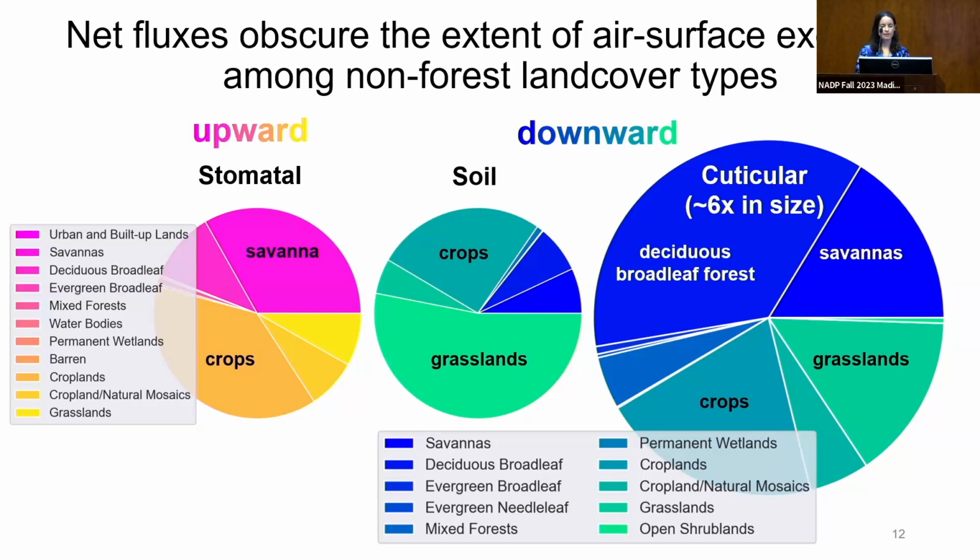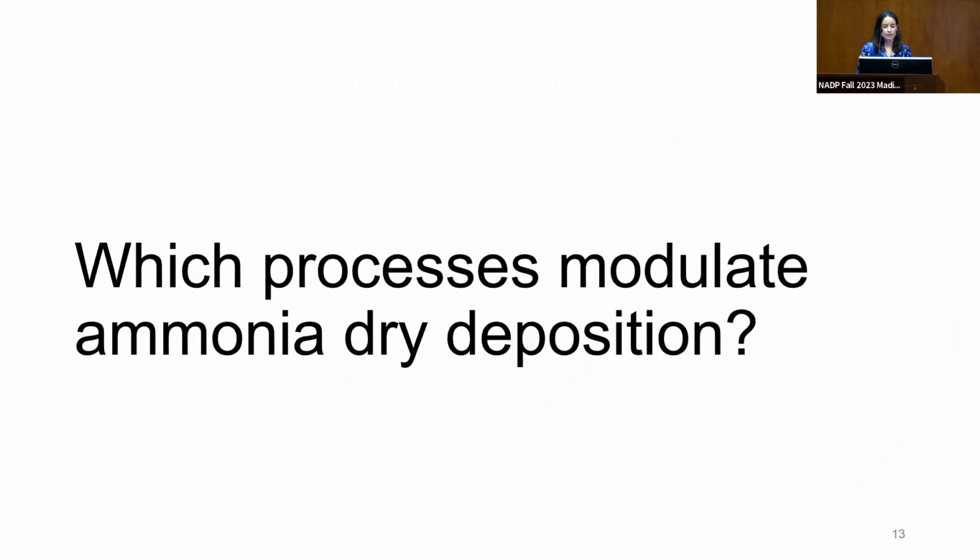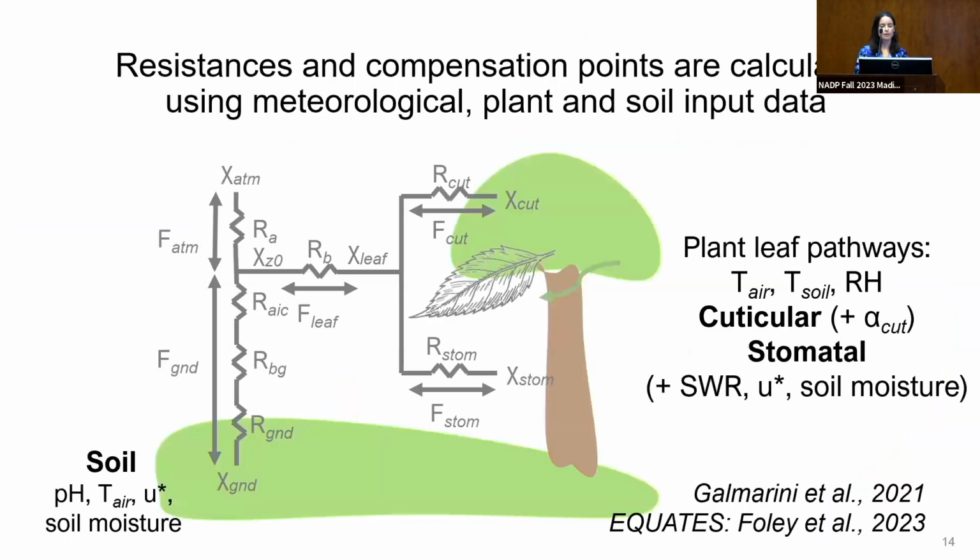So it's worthwhile to take a closer look at the breakdown to see what's happening to offset those net fluxes that have been shown in the earlier slides. Okay, and so taking a closer look now at trying to use this model to parse a little bit more which specific processes are modulating ammonia dry deposition. We conduct some sensitivity simulations where we perturb individual input parameters and see the effect that has on our ultimate estimate of ammonia fluxes.